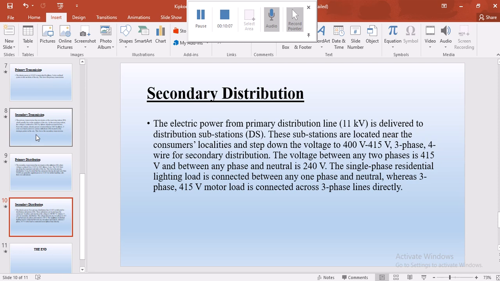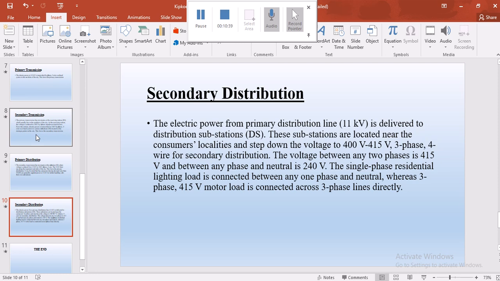The substations are located near the consumers' localities and step down the voltage to 400 to 415 volts, 3-phase 4-wire for secondary distribution. When the power has arrived at the substation, it will be distributed to the distribution substations. Then from the distribution substation, it will be taken out to the normal transformers.